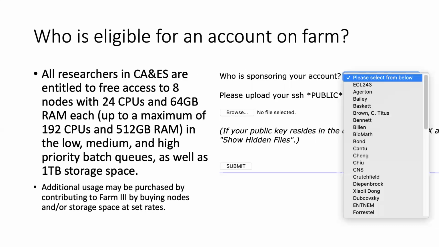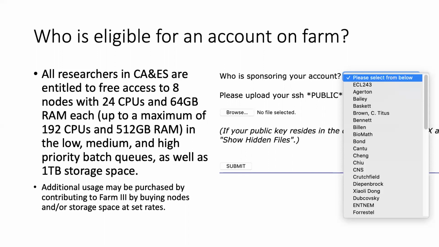So first, who's eligible for an account on Farm? Any researcher in CAES, the College of Ag and Engineering Sciences, is entitled to free access to 8 nodes with 24 CPUs and 64 gigabytes of RAM each, and 1 terabyte of storage space. So if your graduate group or undergraduate degree or whatever is within that college, you can sign up for a Farm account. Otherwise, additional usage can be purchased by contributing to Farm and buying into it.